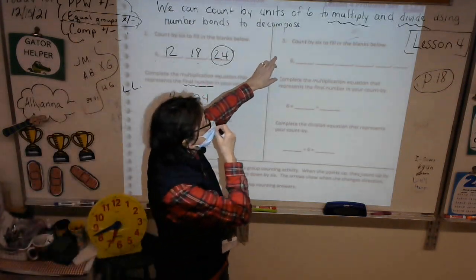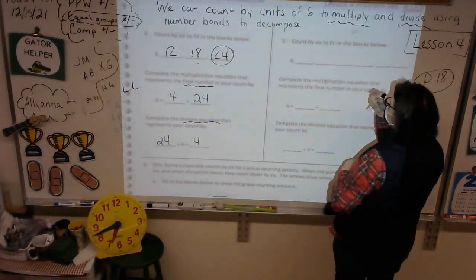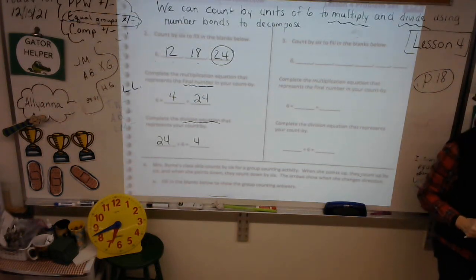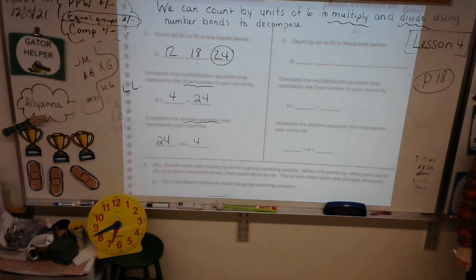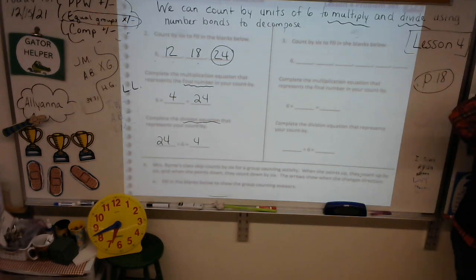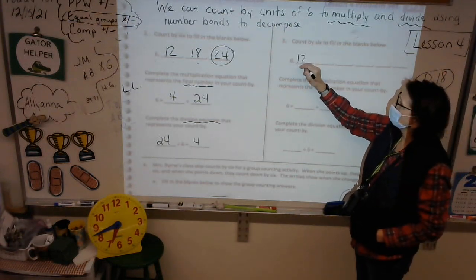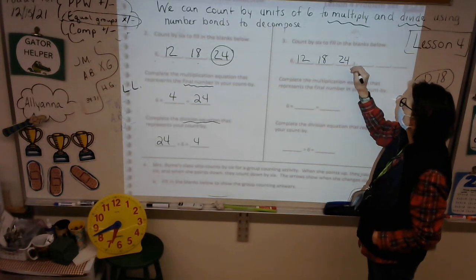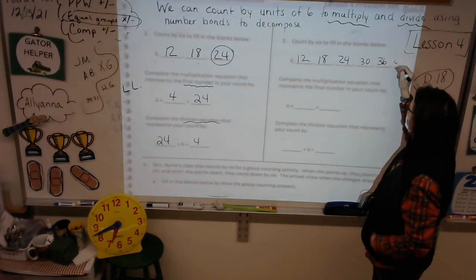Okay. Number 3, count by 6 to fill in the blanks below. This time we have more 6s, so I'm going to give you a minute to fill those in. Sing the song if you need to. Remember, it's Deck the Halls. Put your hand on your head when you have that done. We have a couple people finishing up. Can you guys skip count with me and help me fill it in? Go ahead, class. 6, 12, 18, 24, 30, 36, and 42.